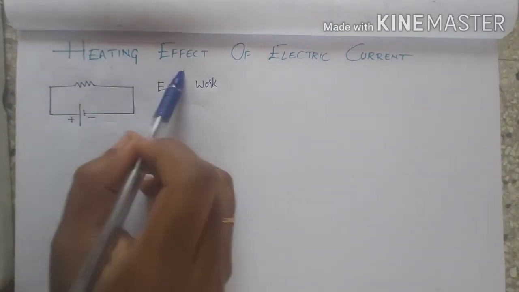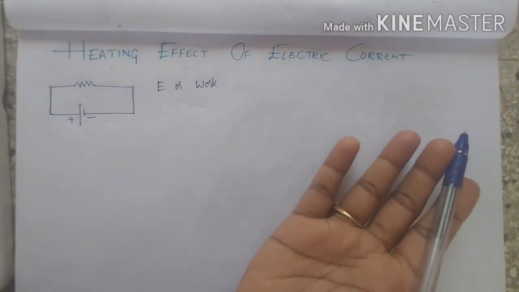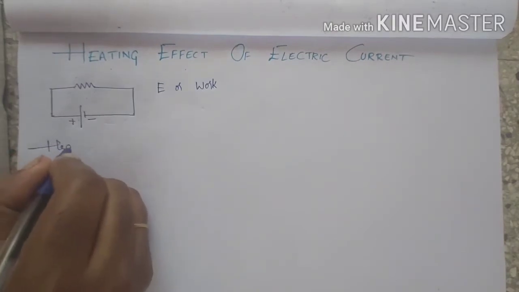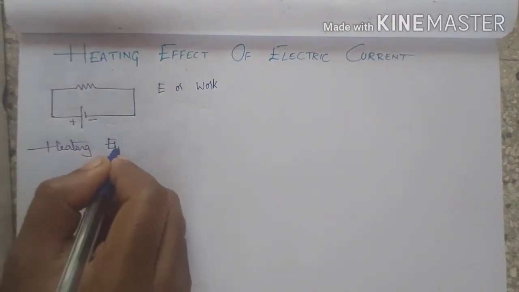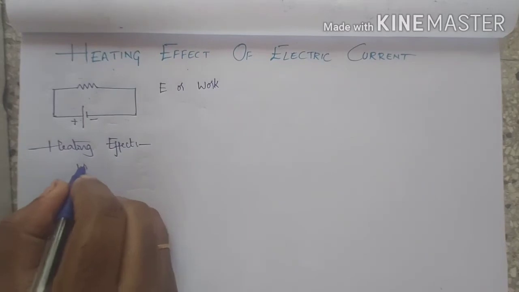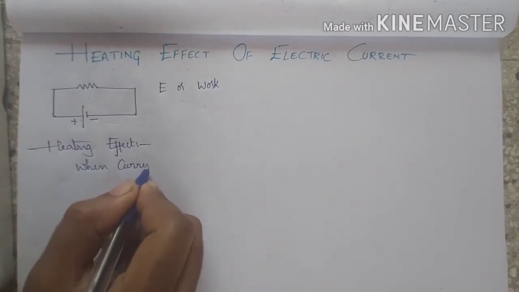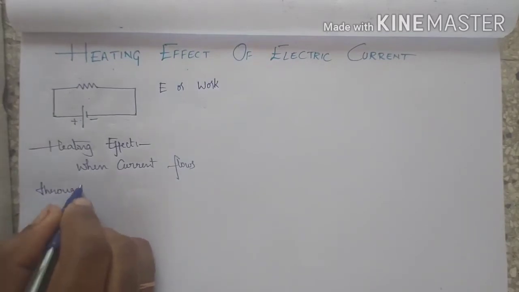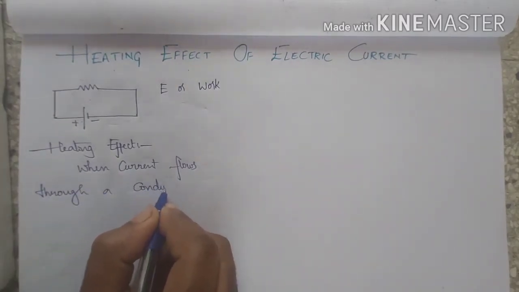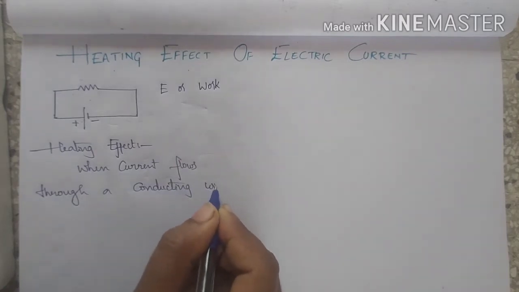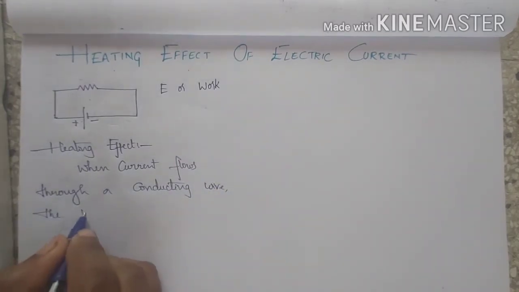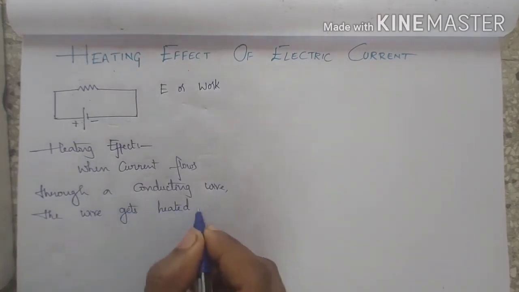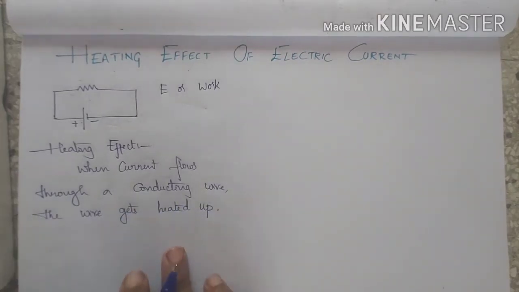And what is the heating effect? This you have already known in 8th standard. Let me just give you what that is. Heating effect means when current flows through a conducting wire, the wire gets heated up. So this is nothing but the heating effect of electric current.